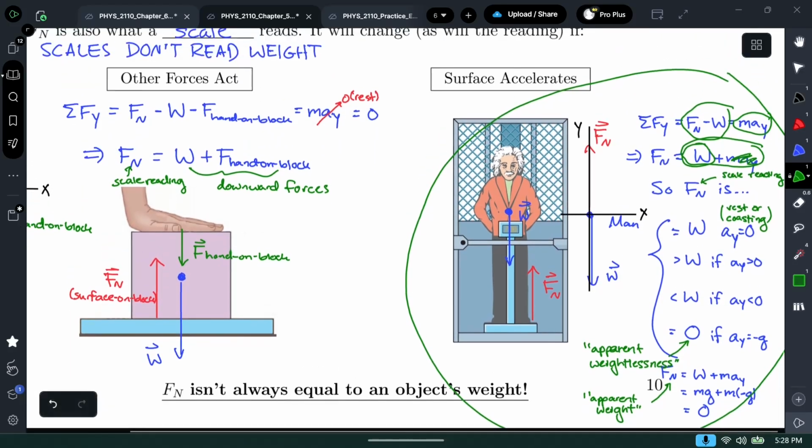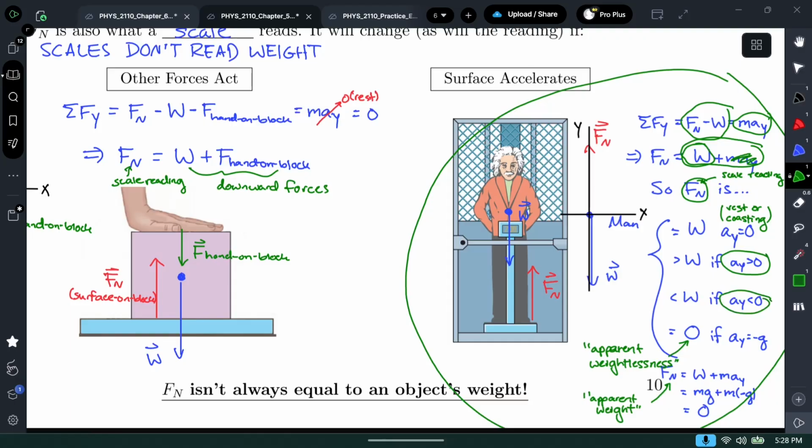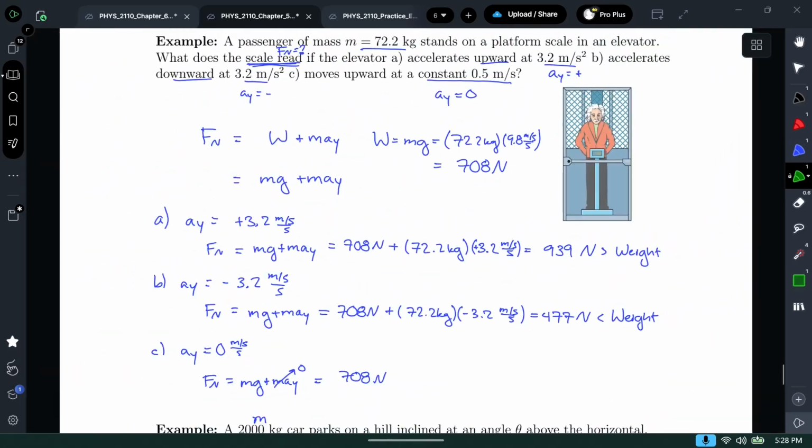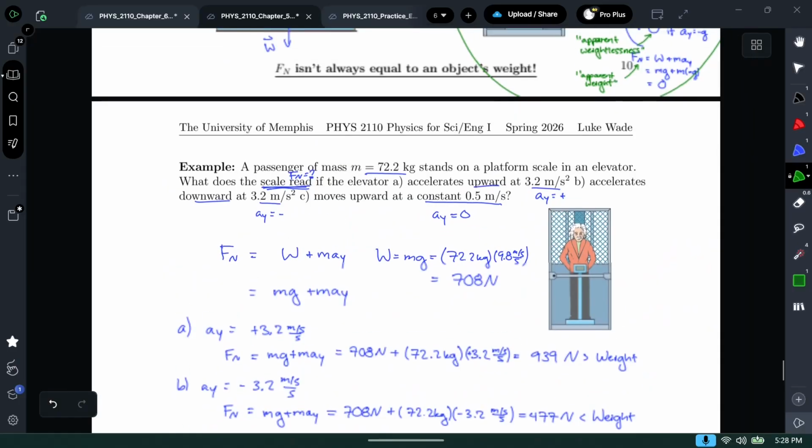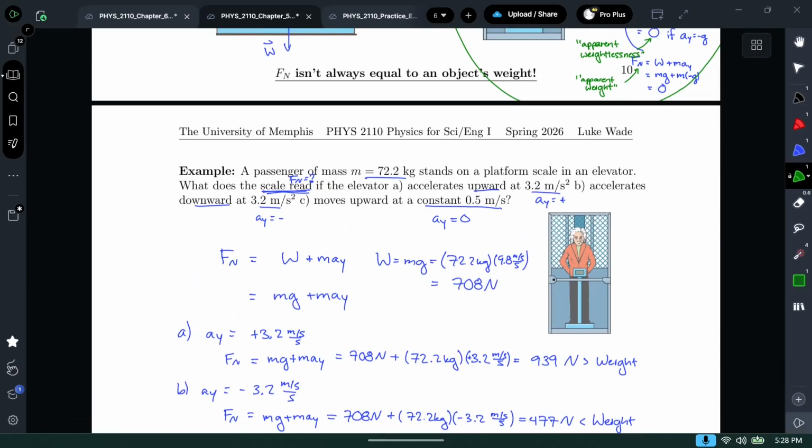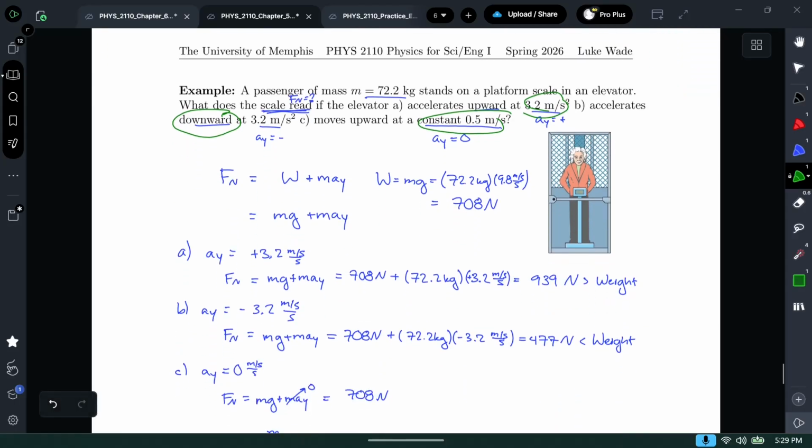Anyway, long story short, that scale reading can be very different from the weight. If the acceleration is positive, it will be bigger. If the acceleration is negative, it will be smaller. If the acceleration is 0, and only then will they be equal to each other. And so the cases we went through are a positive acceleration, meaning upward, a downward acceleration, and no acceleration, because it's moving at a constant speed and not turning, now that we know that that contributes to accelerations. From there, it's kind of just put the numbers in. I don't think I have much to add for that.